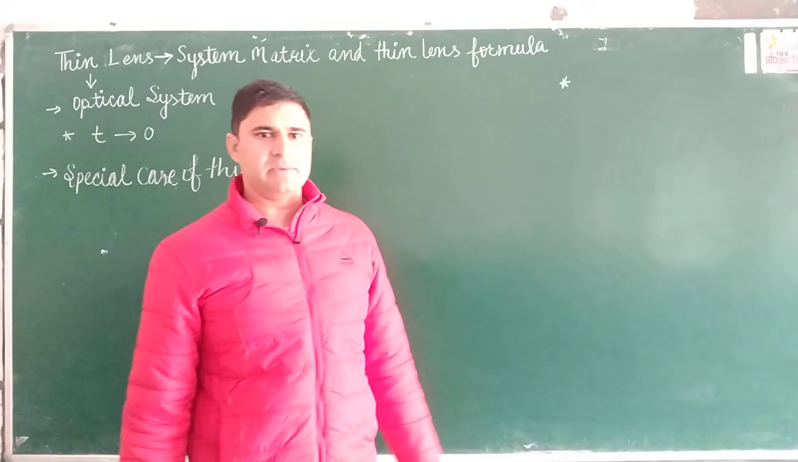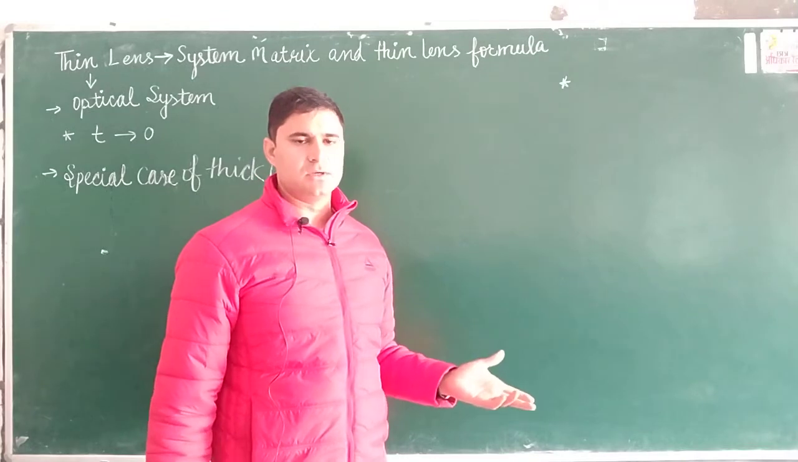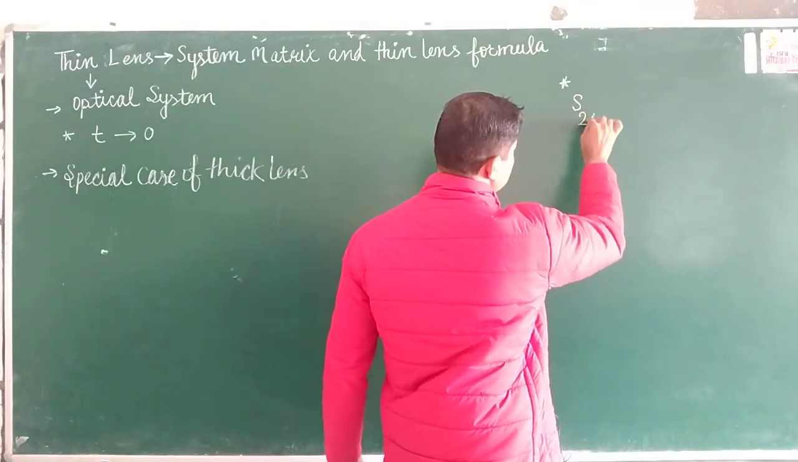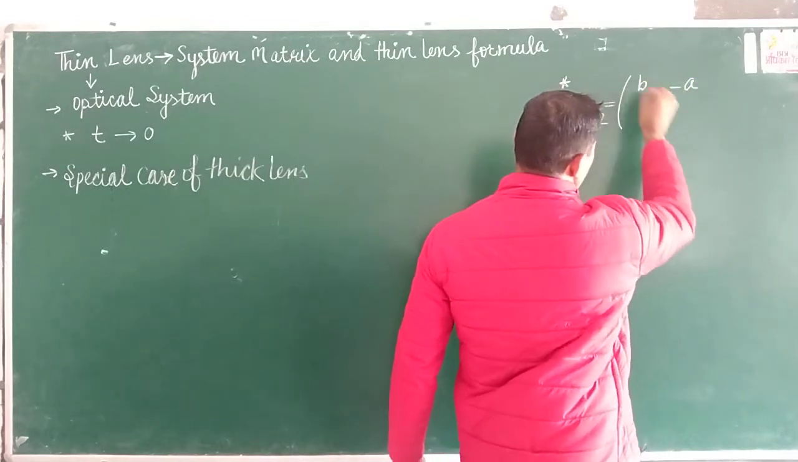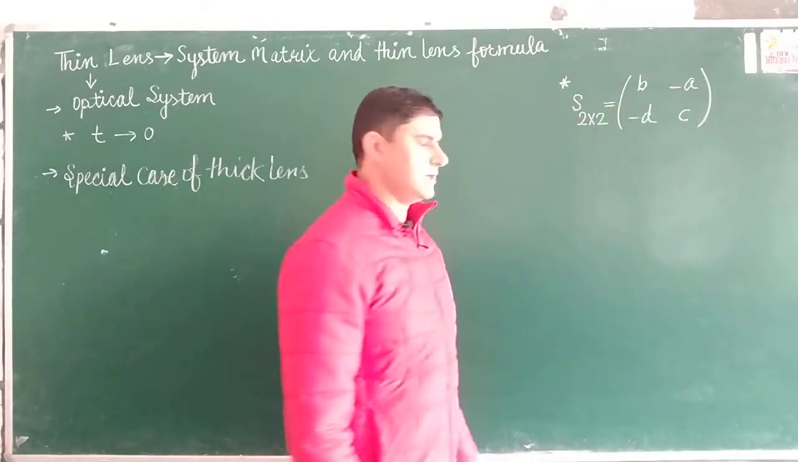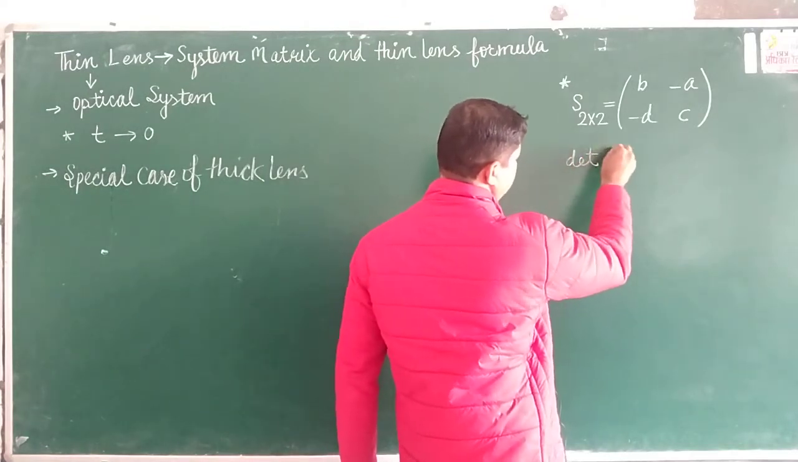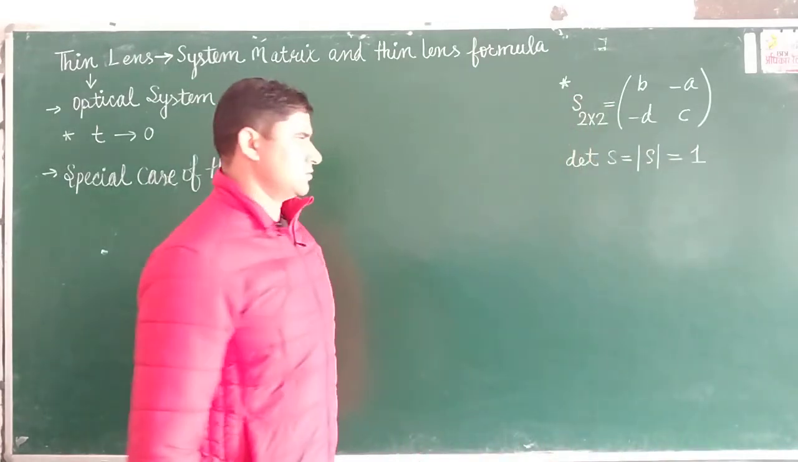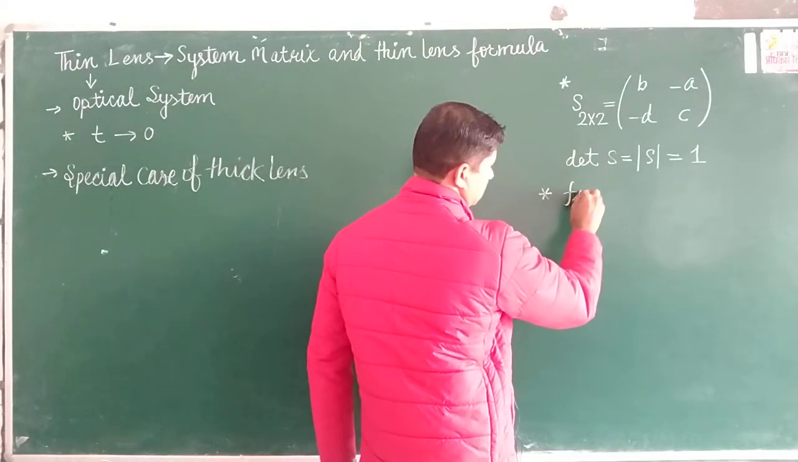let me remind you, we will make use of some equations which we have obtained in the lateral magnification video lecture, and there we have discussed that the system matrix is a 2 cross 2 matrix made up of 4 elements A, B, C and D. We have taken A and D negative for our convenience, and the determinant of this system matrix S will be equal to unity.